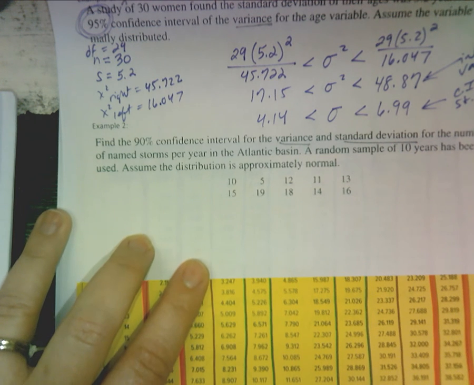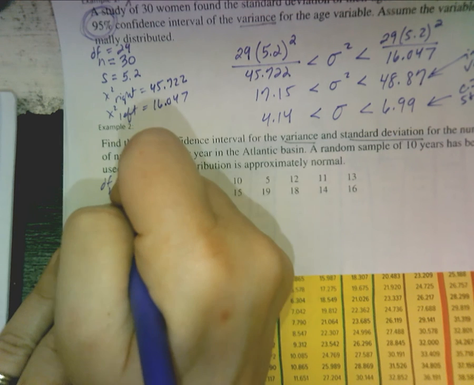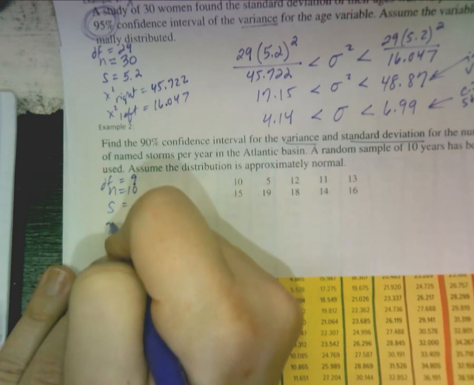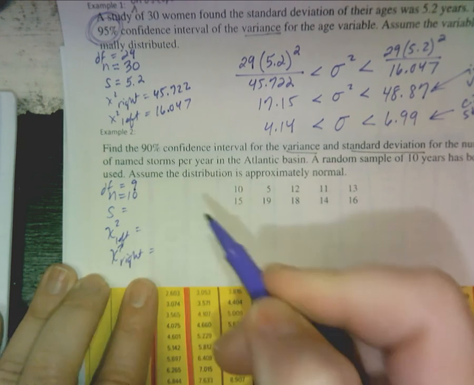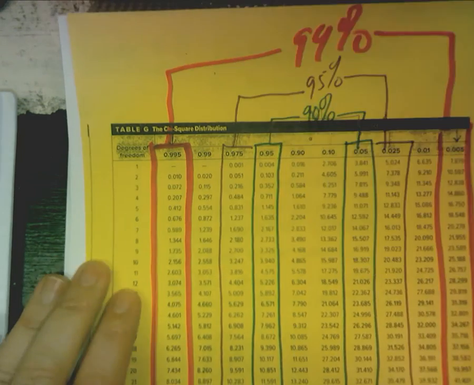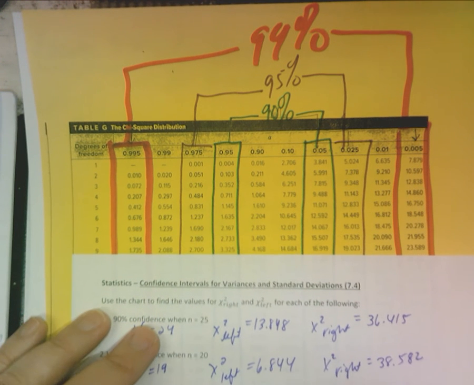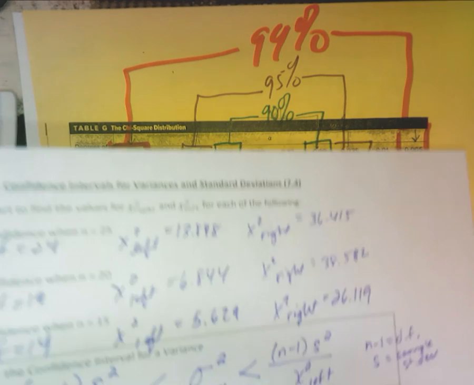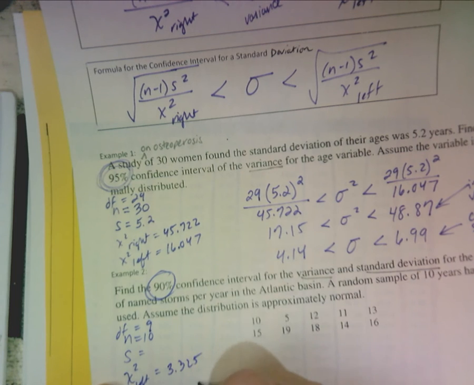How many things do I have? How many storms do I have? 10. What would be my degrees of freedom then? 9. I need a standard deviation, and then I need a chi-squared left and a chi-squared right. We can do the chi-squared left and right real quick because that's not hard. This is based off of 90%. Go to your yellow sheet right here. 90%, we would go to degrees of freedom 9. So 3.325 and 16.919.